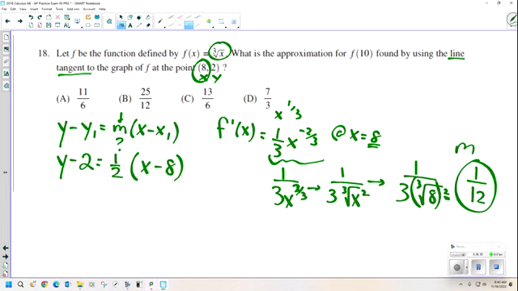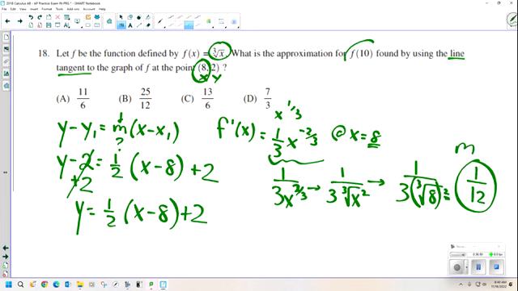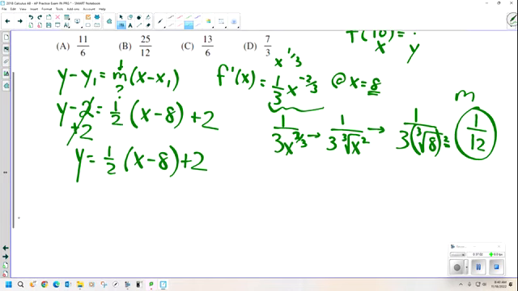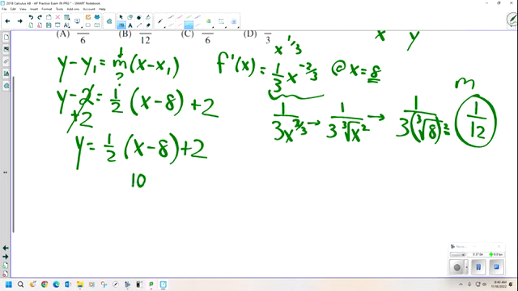And if I want, I can add 2 to both sides to make this y equals. So y equals 1/12 of x minus 8 plus 2. I need to figure this out. Remember, that's a coordinate. When x is 10, what's my y? Well, let's plug a 10 in here. 10 minus 8 is 2. Half of 2. Oh, that's 1/12. My bad.